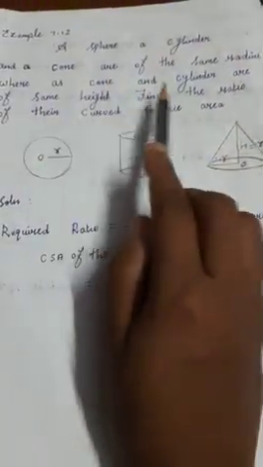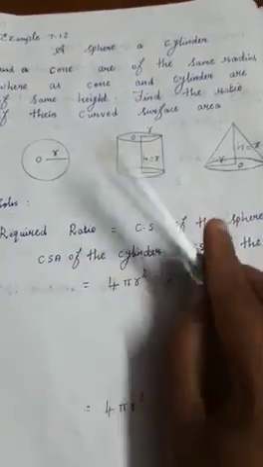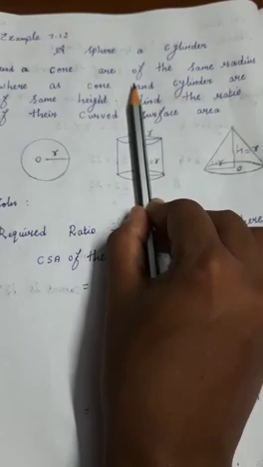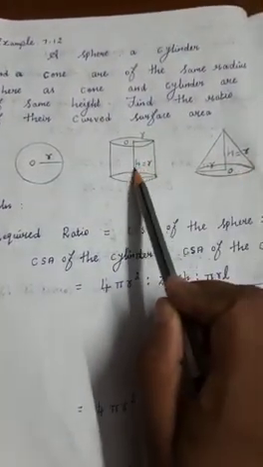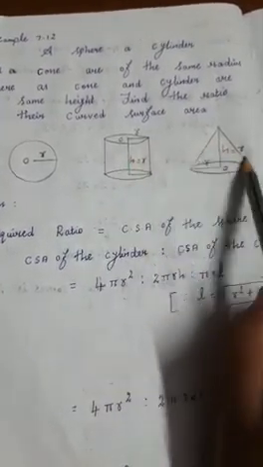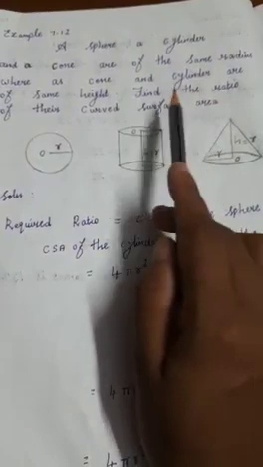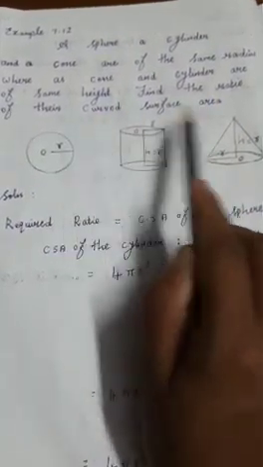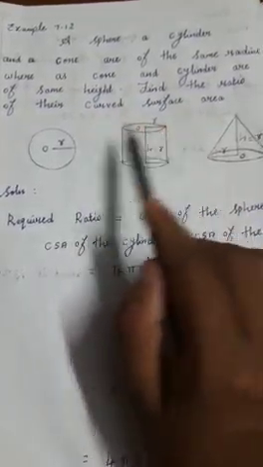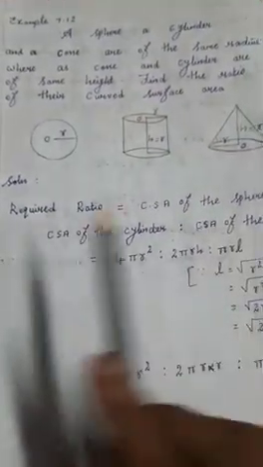Whereas cone and cylinder are of the same height. So this is the height of the cylinder, this is the height of the cone, so both the heights are the same. Here height is equal to r, here also height is equal to r. Now we need to find the ratio of the curved surface area. So the ratio of the curved surface areas of these three shapes we need to find out.